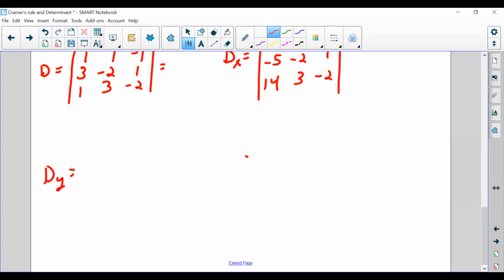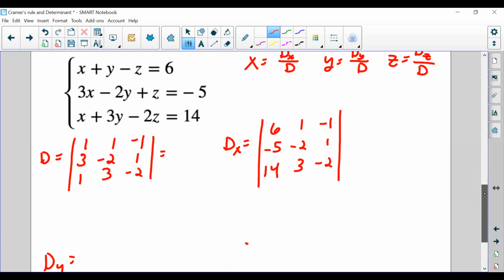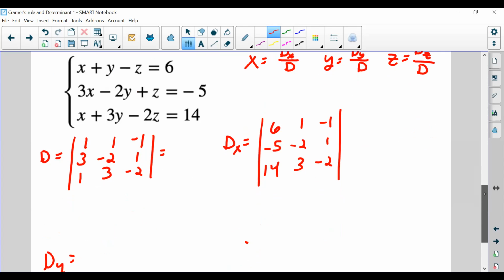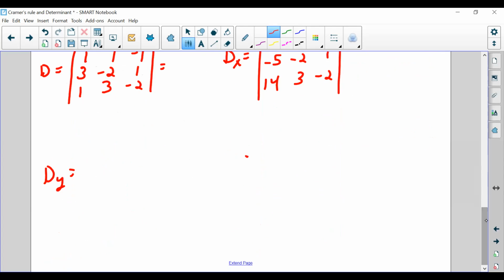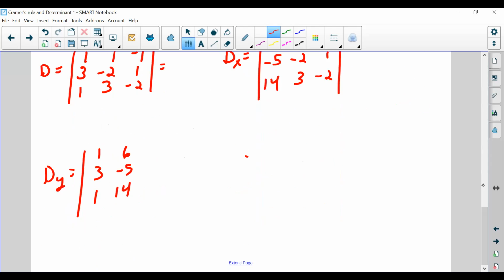What about d sub y? What would be its setup? What's our first column? 1, 3, 1. What was the second column? 6, negative 5, 14. Very good. And then the last one? Negative 1, 1, and negative 2.